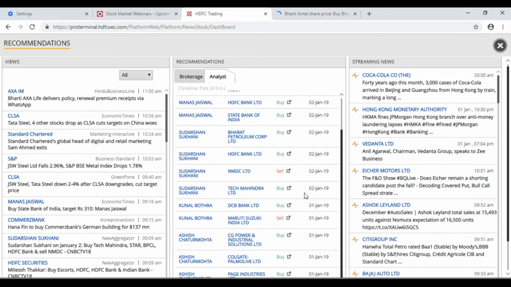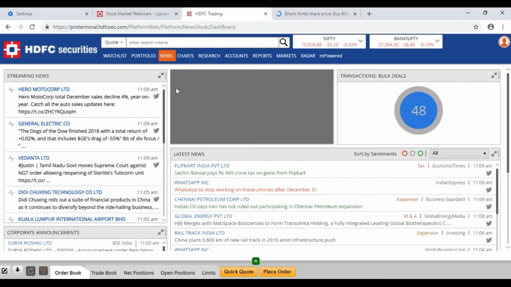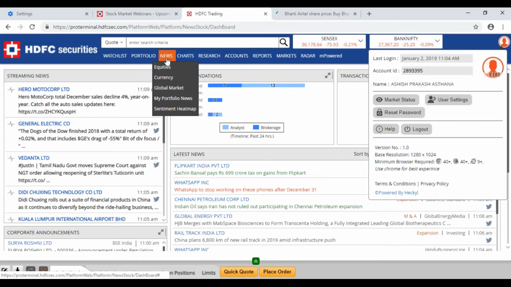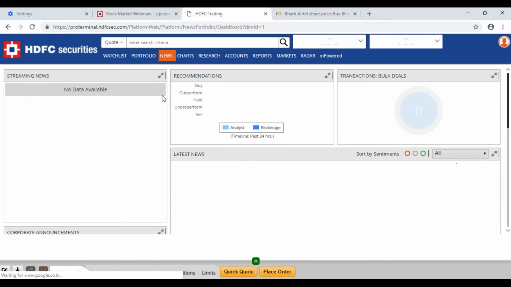Everything you get it here, right? So this was again news on a macro level across the country, what's happening, you get to know. Micro level on a stock specific, you get to know. And if you are interested to know what's happening within your portfolio, you click on your portfolio and see what recommendations are given on your portfolio, you can click on it.